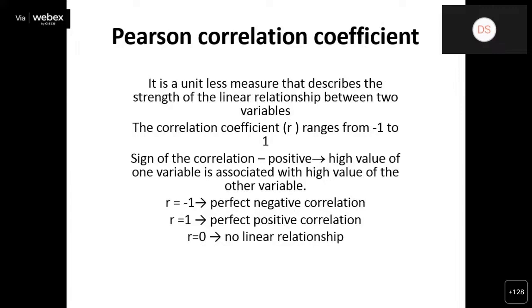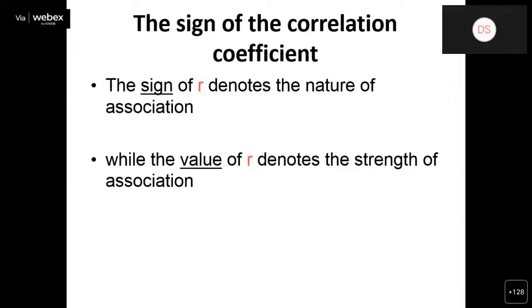When the R value is -1, it indicates perfect negative correlation. When the R value is +1, it indicates perfect positive correlation. When the R value is 0, it indicates no linear relationship. So the sign of R denotes the nature of the association, while the value of R denotes the strength of the association.